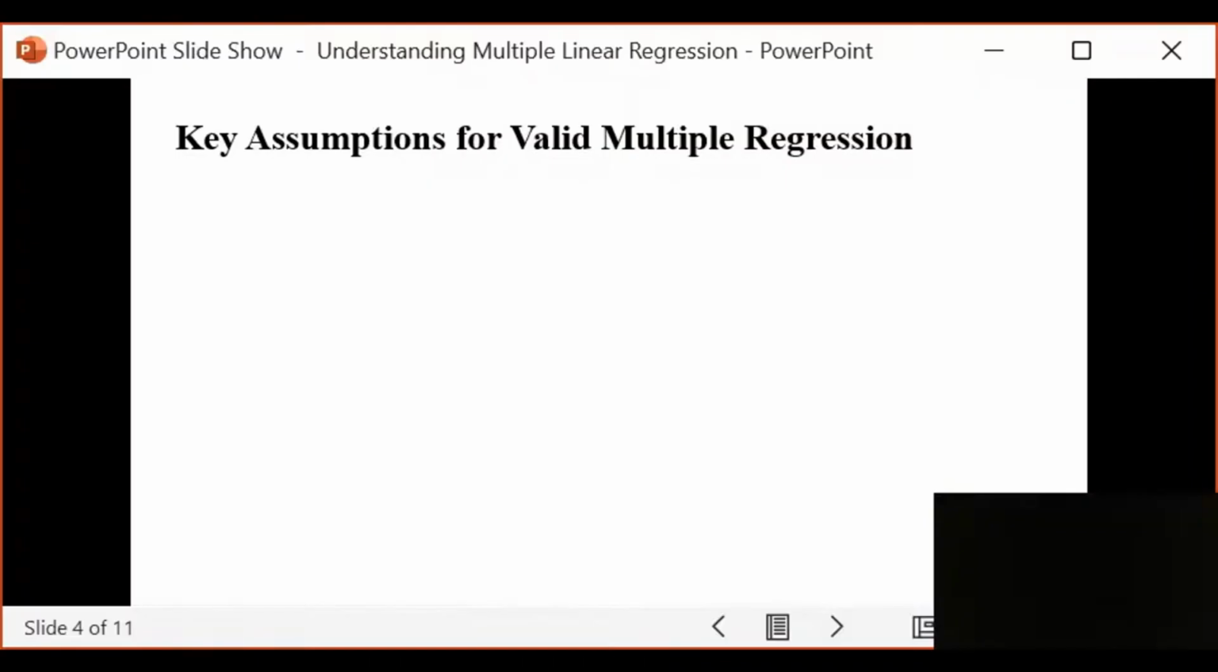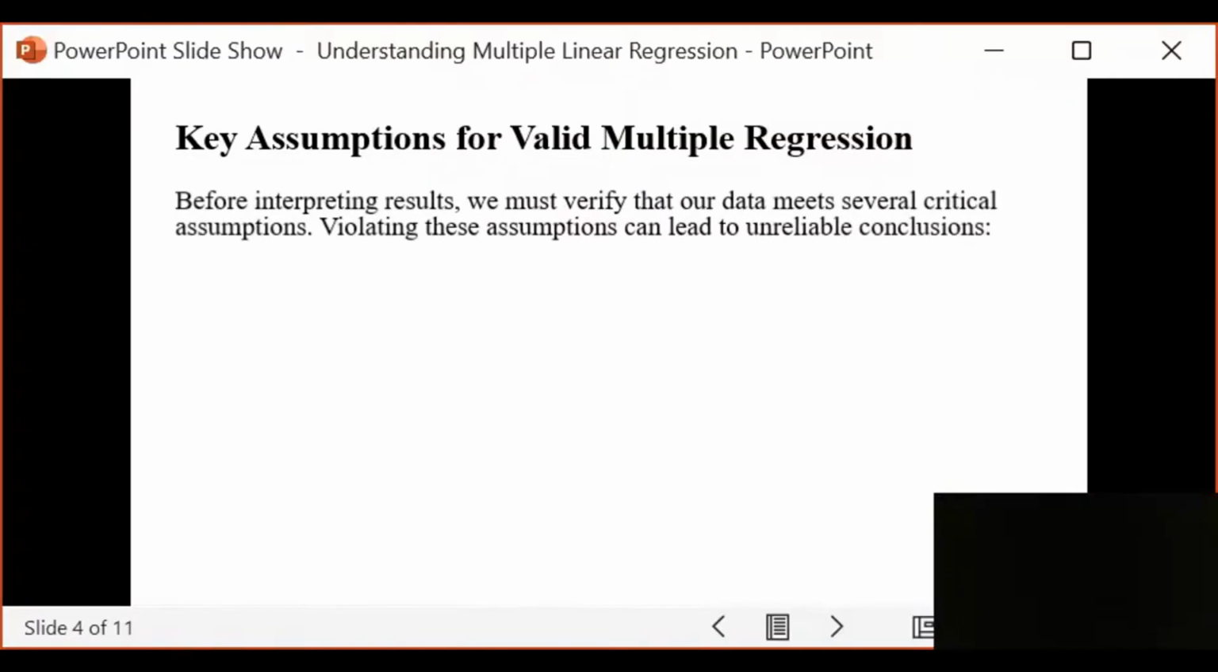Think of these assumptions as rules of the game. If we don't follow them, the results from our regression might look fine on the surface, but they won't really be trustworthy. Now let's go through each of them one after the other. So we start with the first assumption.